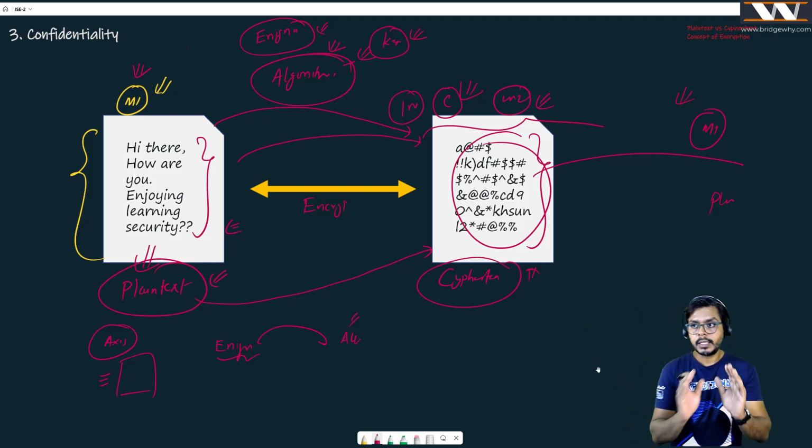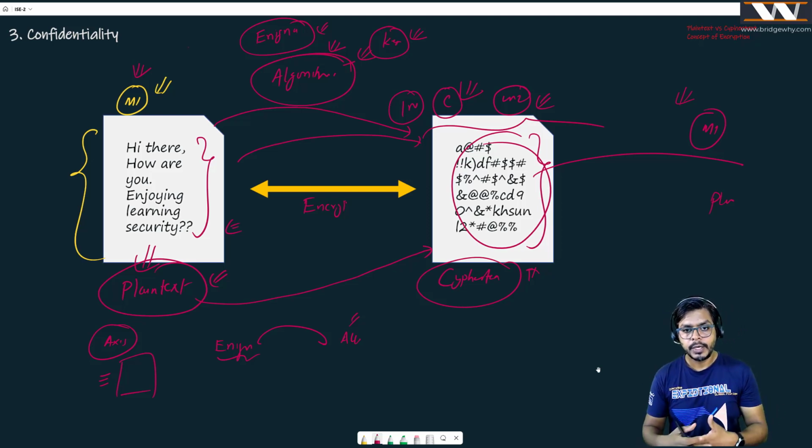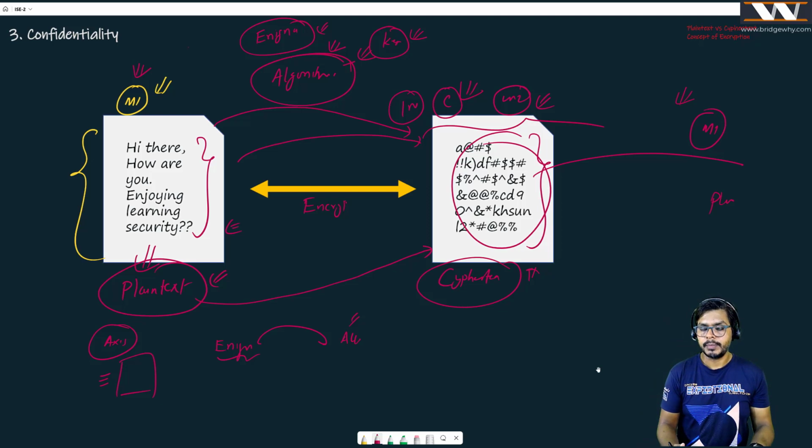I think the takeaway from this board is very simple. We have plain text, we can convert it into the ciphertext using an encryption algorithm, and the process is known as encryption. As simple as that.